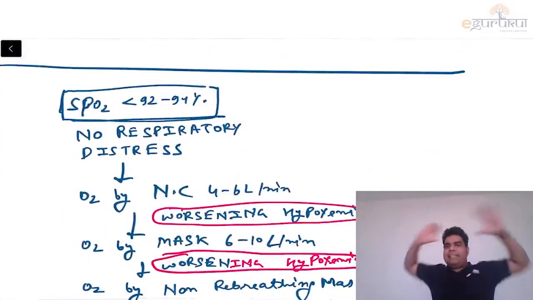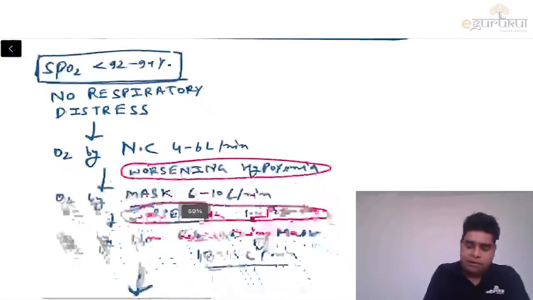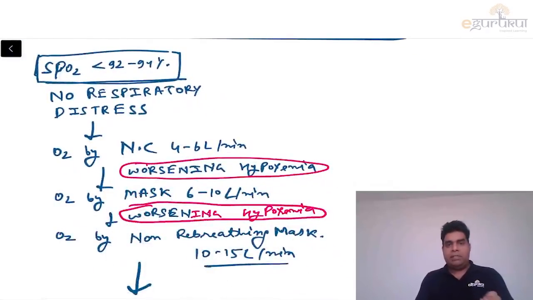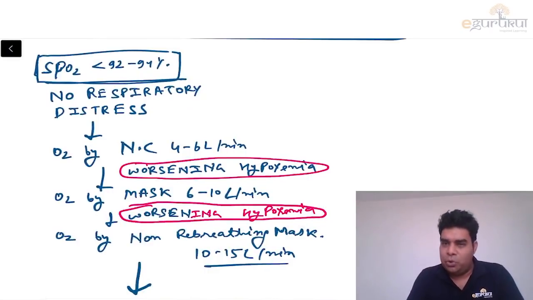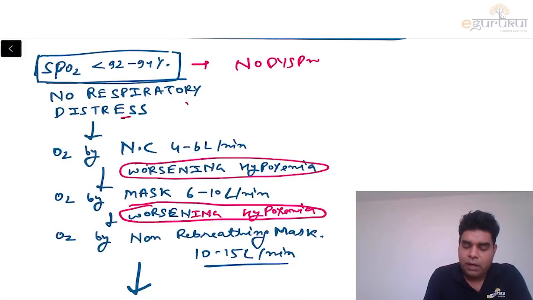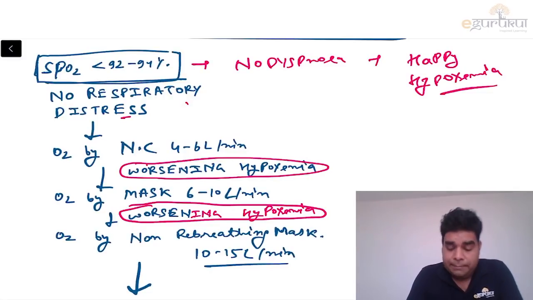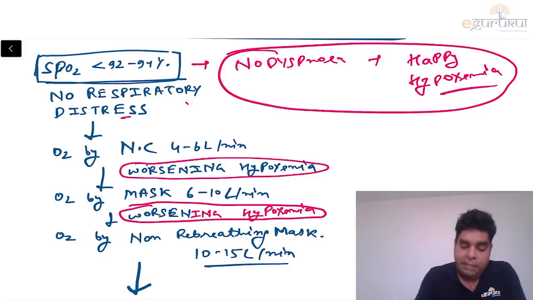Now let's summarize all the things that we have read here. First of all, suppose the SpO2 is less than 92 to 94%, is in this range, and there is no dyspnea, no respiratory distress. So that is happy hypoxemia. And we have read it in the beginning. Happy hypoxemia, when there is no respiratory distress, no dyspnea. In this case, it is happy hypoxemia.